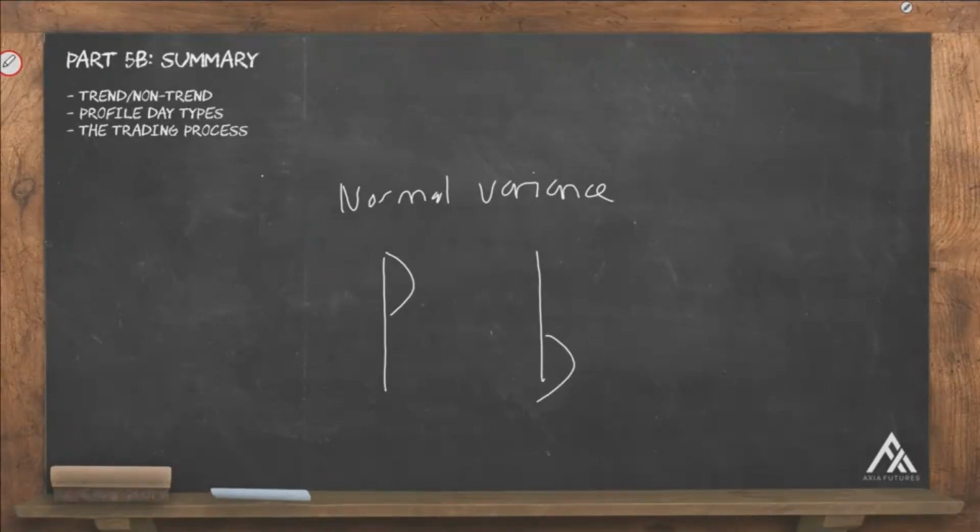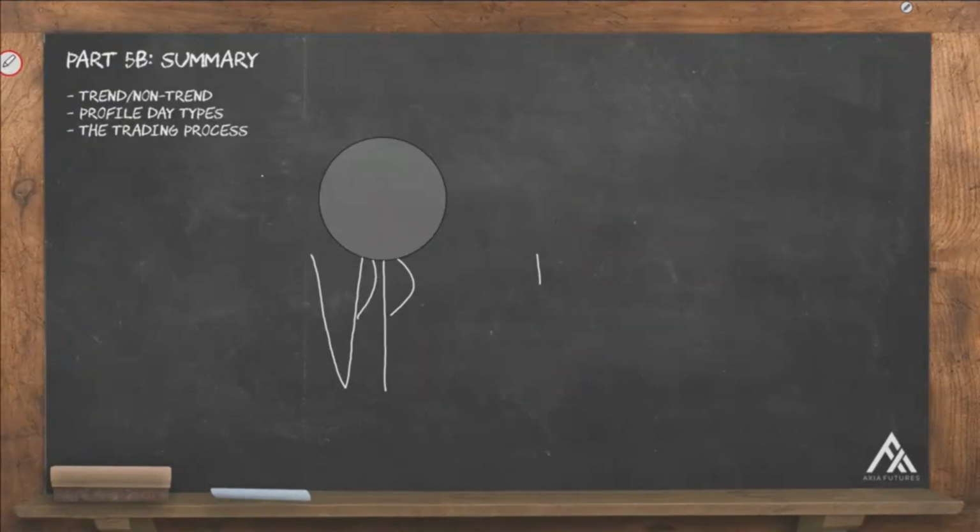So the P shape and the B shape, where the P shape is effectively we get initiative early on in the morning, the market rejects, and we then start accepting prices higher. Equally, the B shape, which is the long liquidation, buyers initiate, they run into very strong selling, and they're forced lower, and the market then distributes lower. So that was our normal variance day type.